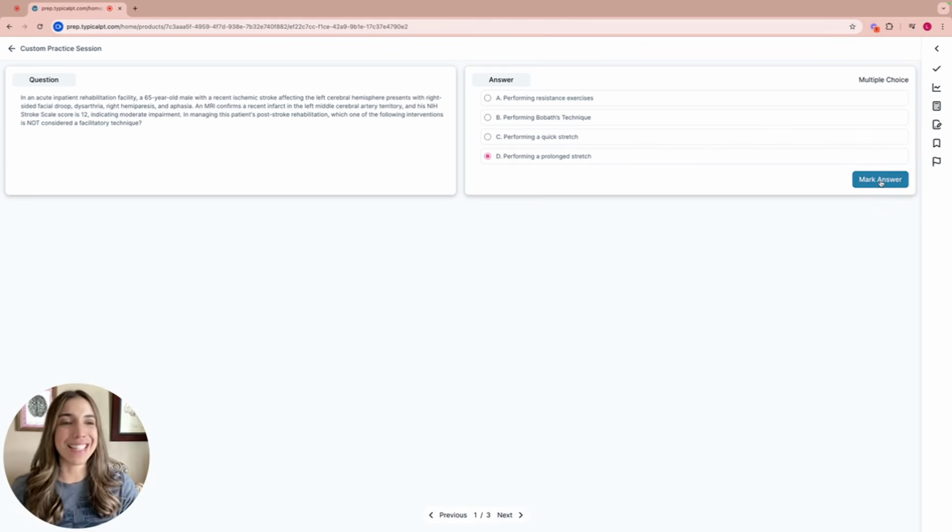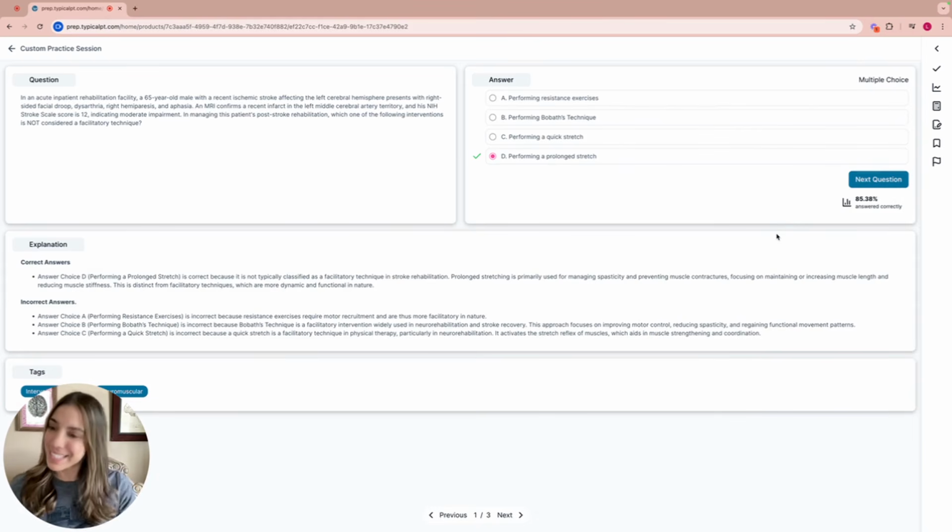So let's try D. Okay, so D is the correct answer. Performing a prolonged stretch is correct because it is not typically classified as a facilitatory or facilitation technique. I know it as facilitation in stroke rehab. Prolonged stretch is primarily used for managing spasticity and preventing muscle contractures. So again, this is an inhibition technique. Okay. Next question.